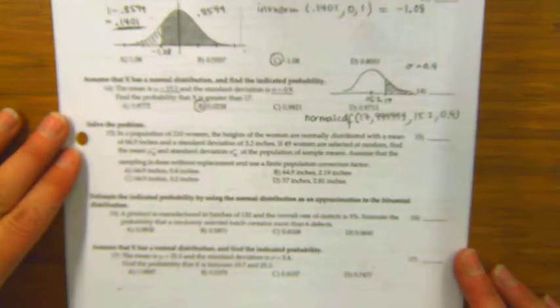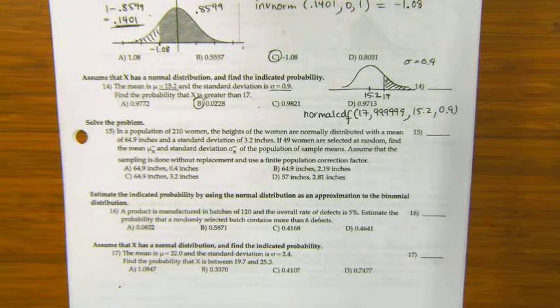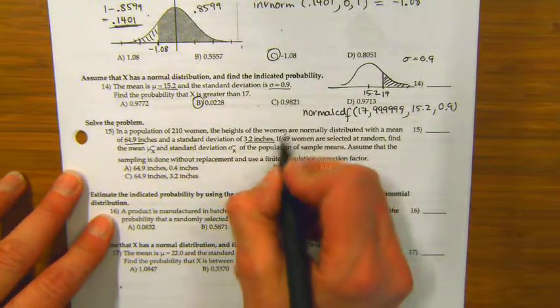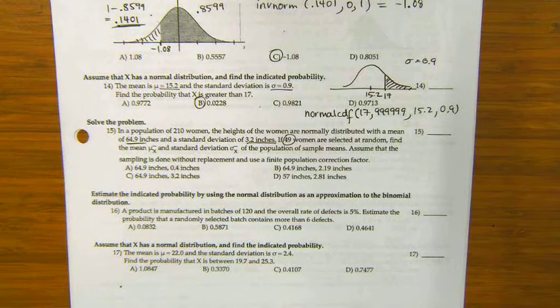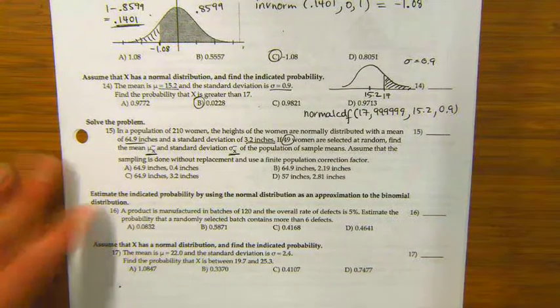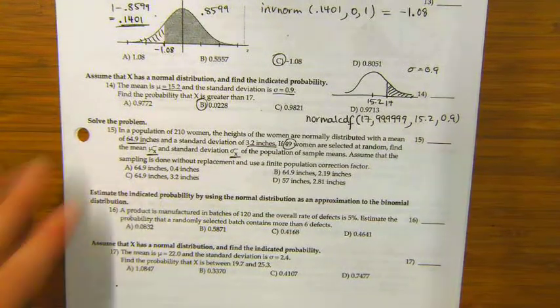All right, so we will probably not have time to go over everything, but at least one or two more questions over here. Okay, in a population of 210 women, the heights of women are normally distributed with a mean of 64.9 inches and a standard deviation of 3.2 inches. If 49 women are selected at random, find the mean, mu x bar, and the standard deviation of the population of sample means. Assume that the sample is done without replacement and use a finite population correction factor.